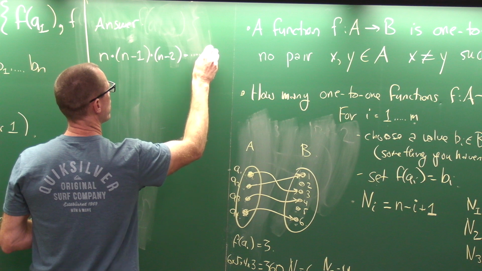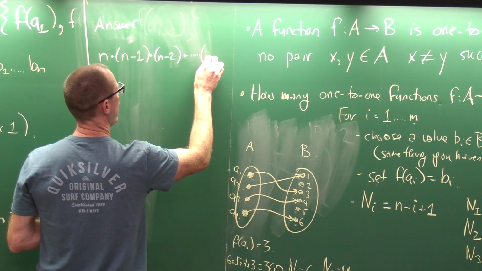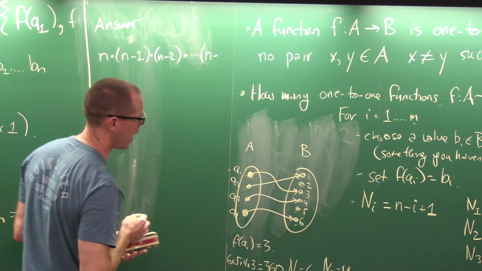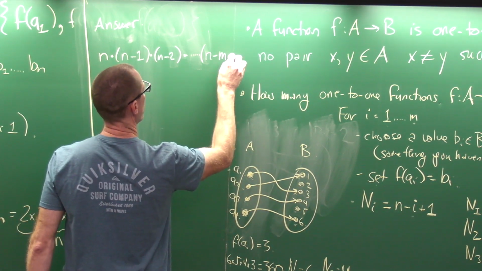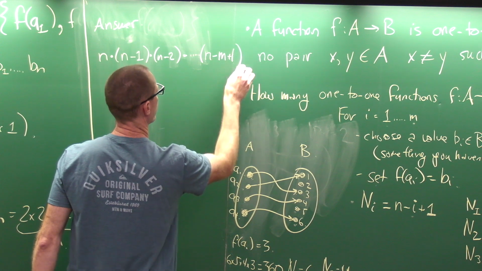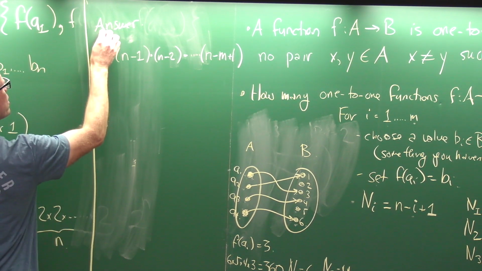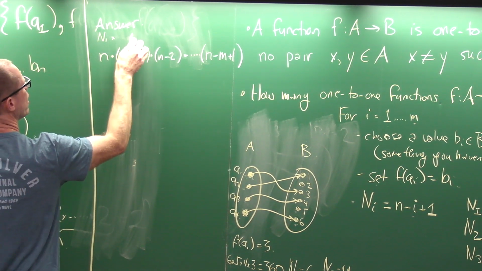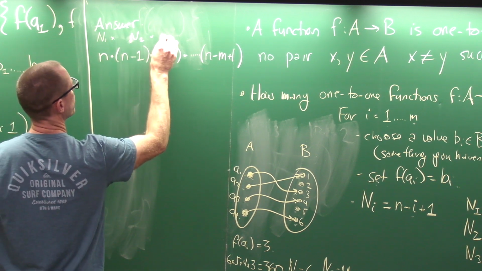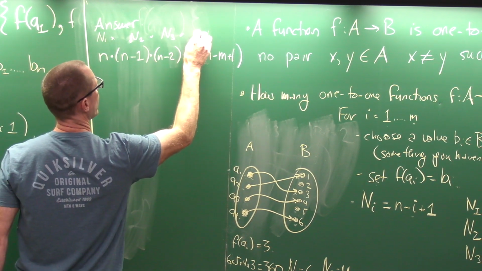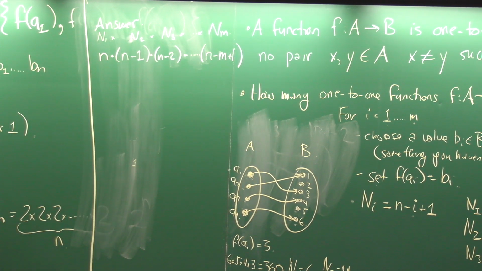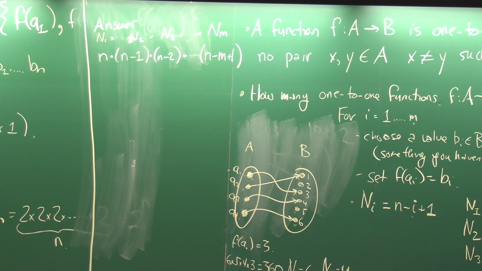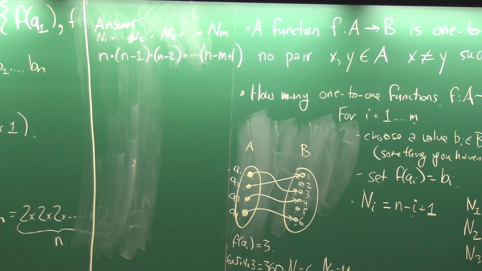And how far does this go? In the last step, I is equal to m, so it's n minus m plus 1. This is n1 times n2 times n3 all the way up to nm. Yeah? All right.